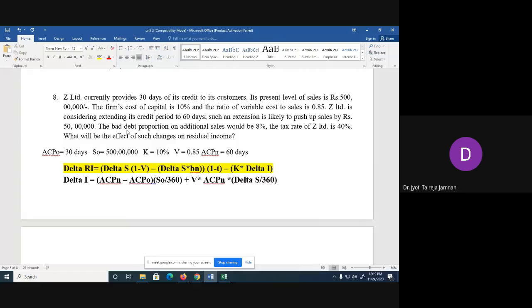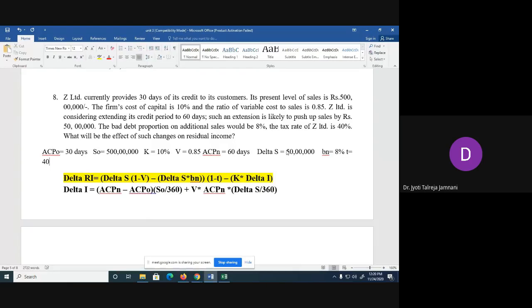Such an extension is likely to push up sales by rupees 50 lakhs. So this is delta S, the increase in sales value, which they say is equal to 50 lakhs. The bad debt proportion on additional sales is 8%. So this is nothing but the BN value. 8% is the bad debt ratio. The tax rate for Z Limited is 40%. So T is equal to 40%. So these are the values given.